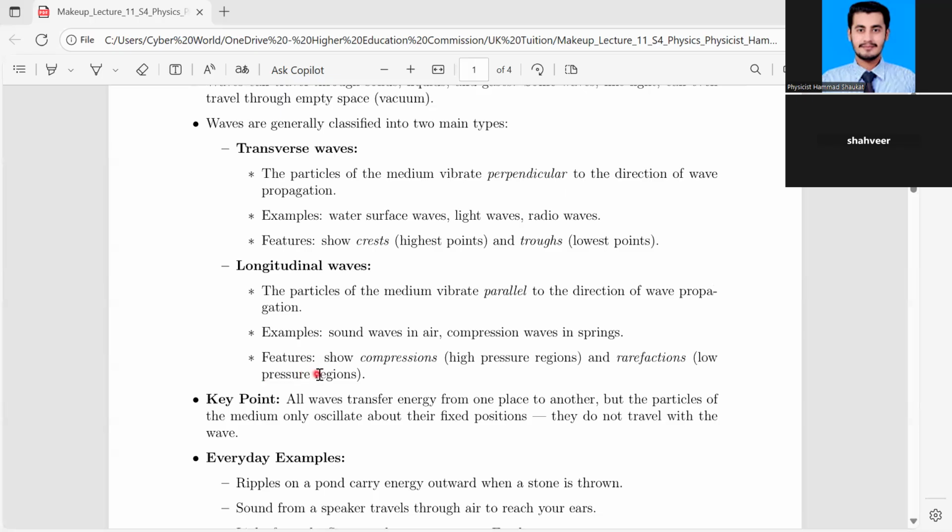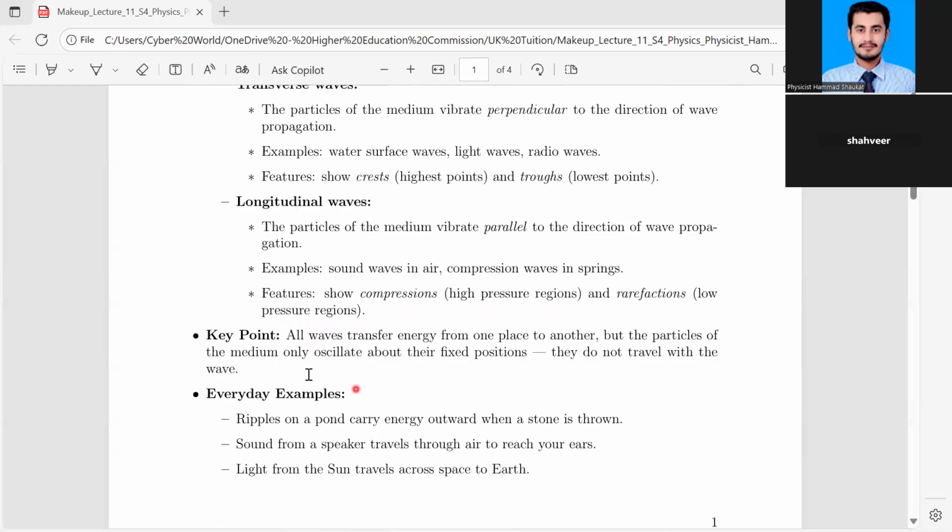What are the features I told you? Compression is a high pressure region, which means molecules are close to each other, and rarefaction means a low pressure region, which means molecules are somehow far away from each other. What is the key point? That all waves transfer energy. What is the main function of a wave? It is to transfer energy from one place to another, which we discussed in the definition of wave.